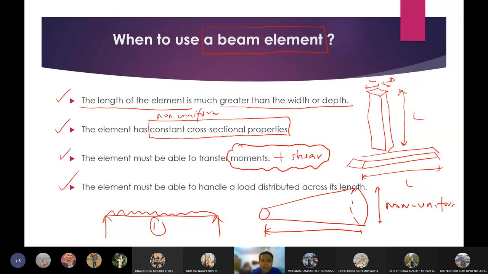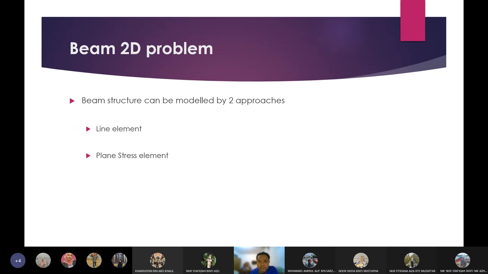Let's say this is member number one, then you have to use a beam element. But if I have a member here which is loaded axially, you can use a truss element or bar element. Depending on how the load is being transferred to the structure, you must use suitable elements, whether bar, beam, or truss, so that you can simulate the realistic behavior of that structure. So these are some tips on when to use the beam element.